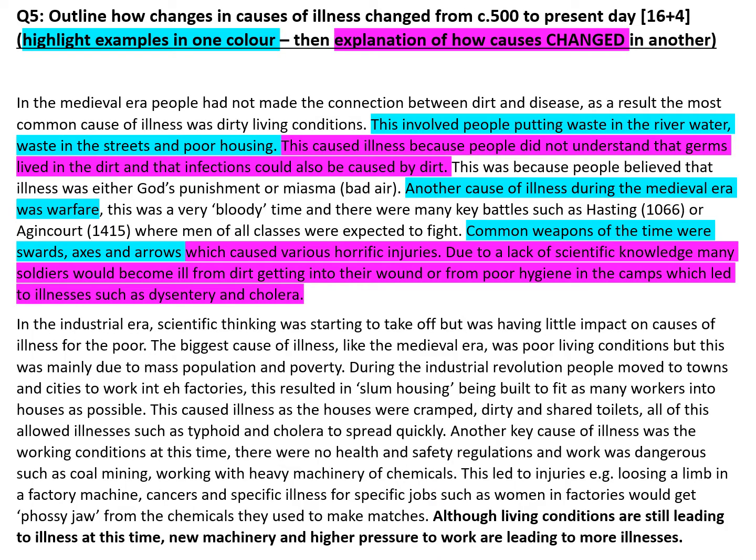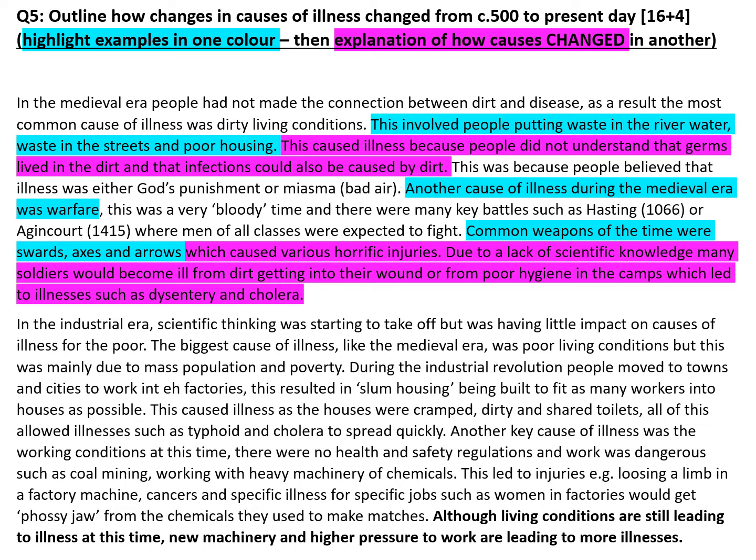Question 5 is an outline question. We all know how to do an outline question because we've practiced it loads. The way I'm going to break down outline questions for you to highlight is, are you given an example? Sorry, this one was outlining how causes of illness changed over time. So were you giving me examples of what was causing illness? And then were you explaining how they changed? Because if you're outlining, it's all about giving examples and then telling me how they're changing over time.